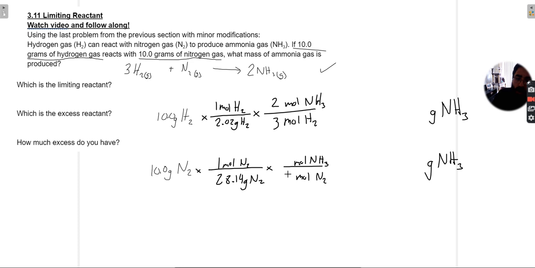Now we got 1 mole of N2 for every 2 moles of NH3.